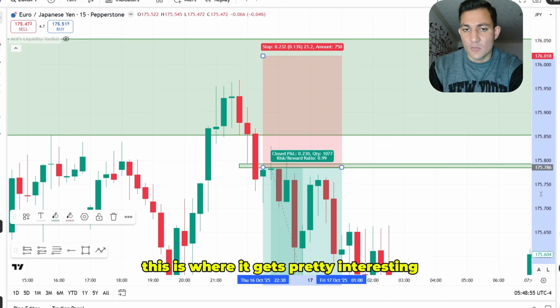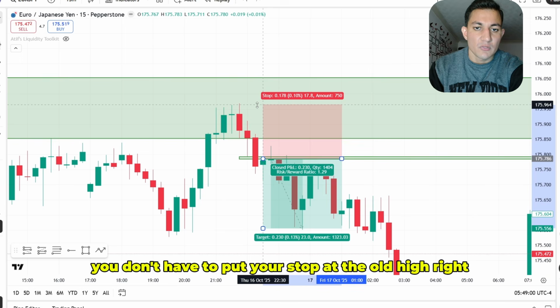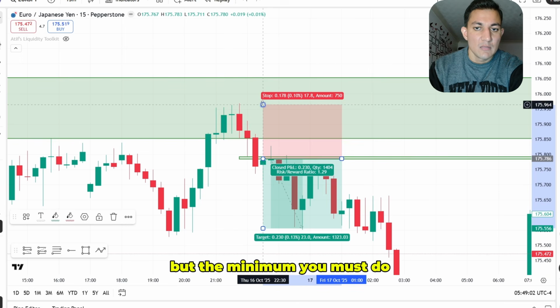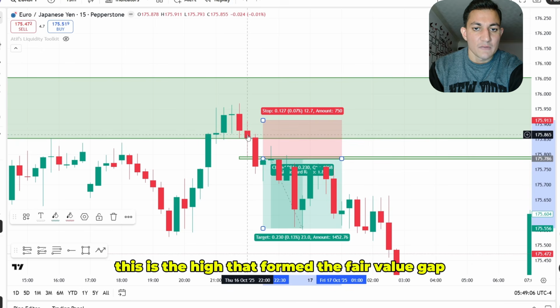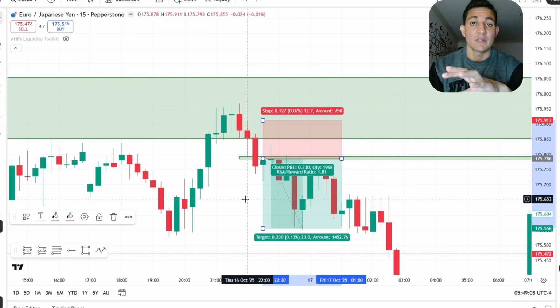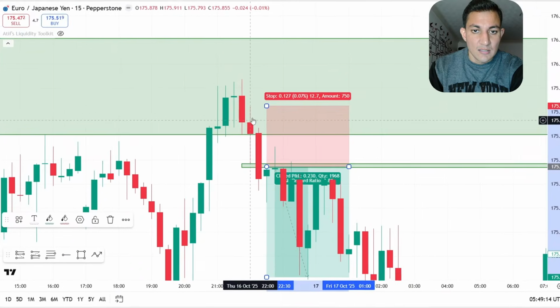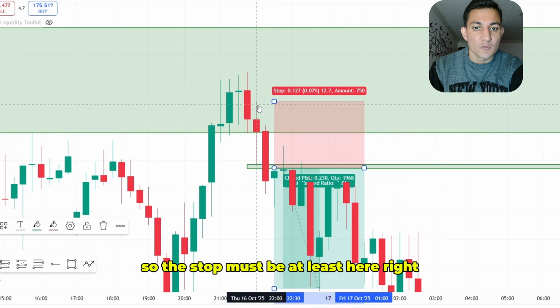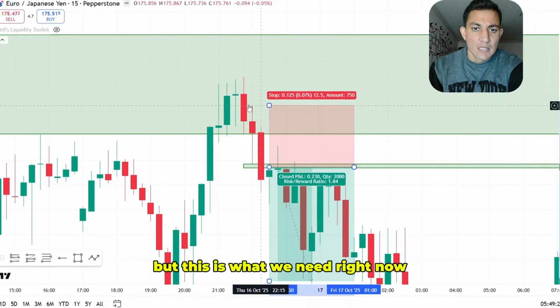Now, for your stop, this is where it gets pretty interesting. Because it's not liquidity and it's not a liquidity sweep, you don't have to put your stop at the old high. But the minimum you must do is put your stop at this high here. This is the high that formed the fair value gap. I'll put the picture of a bearish fair value gap on screen now. Remember how it's 3 candlesticks? This candlestick here forms the fair value gap, so the stop must be at least here. If you want to put it here for a really safe one, by all means go for it. But this is what we need right now.